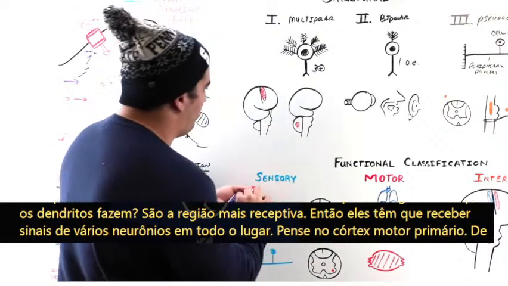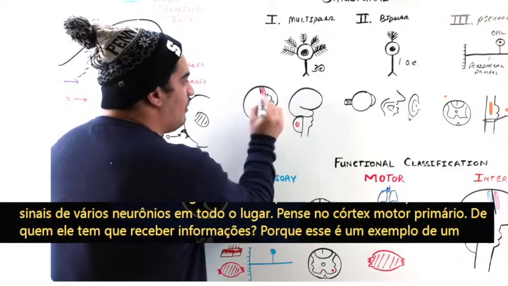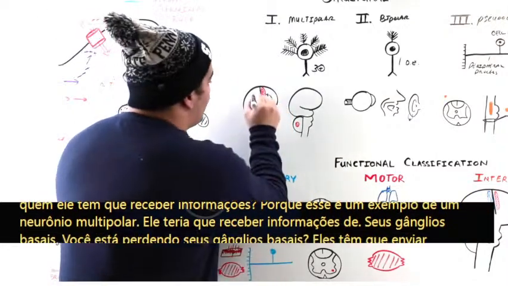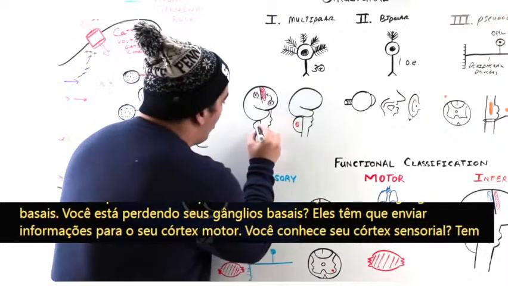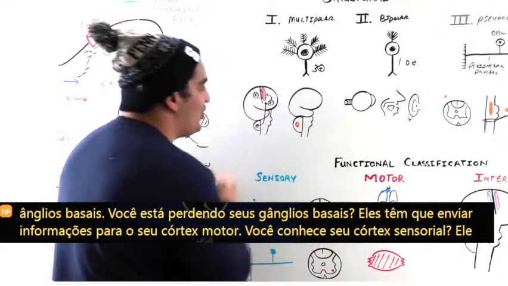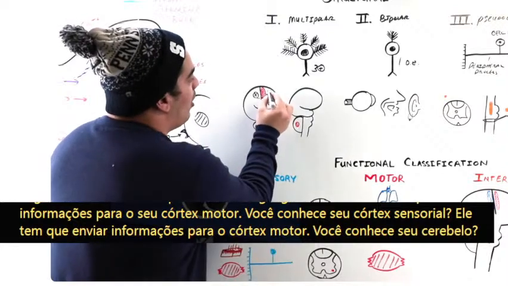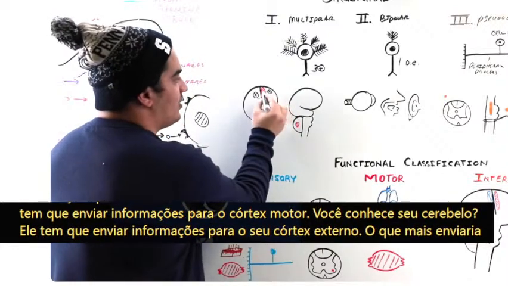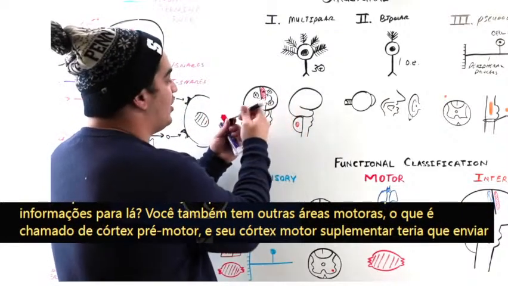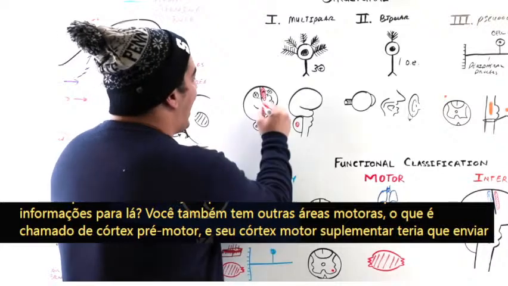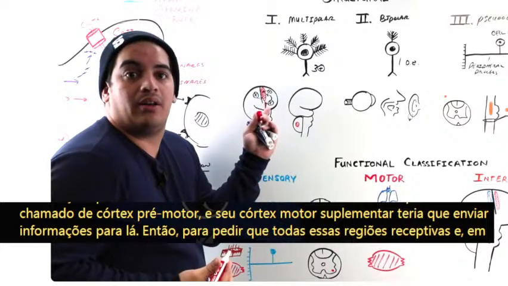It would have to receive information from your basal ganglia. You know your basal ganglia? They have to send information to your motor cortex. You know your sensory cortex? It has to send information to the motor cortex. You know your cerebellum? It has to send information to your motor cortex. What else would send information there? You also have other motor areas, your premotor cortex and your supplementary motor cortex, which would have to send information there. So it has to have all these receptive regions and then have an axon that goes down to your spinal cord. That's an example of a multipolar neuron.